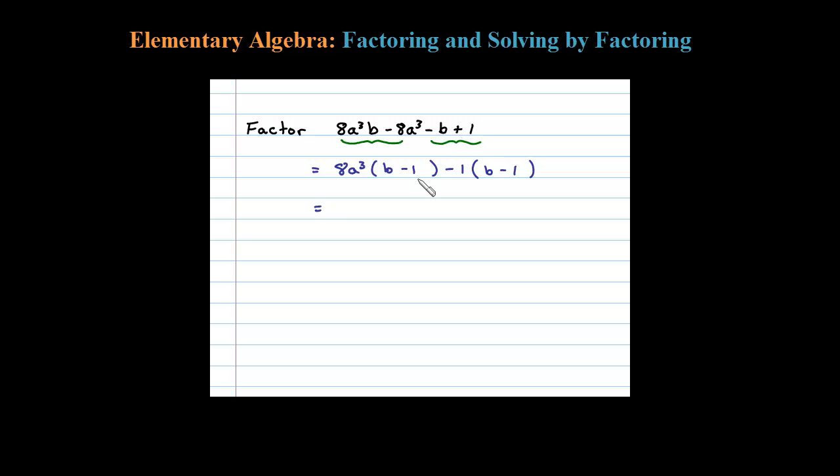Okay, what's left here then looks like a binomial, a term minus another term. These 2 terms have b minus 1 in common, so when I factor that out, what will be left here is 8a cubed minus 1.